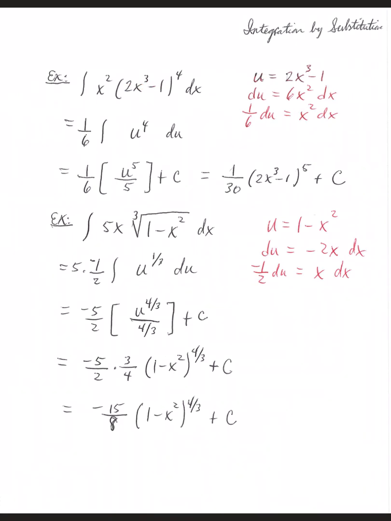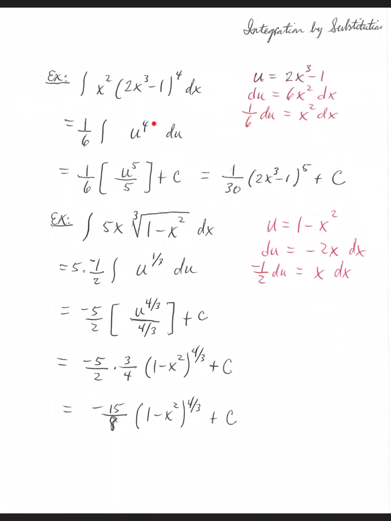For example, we'll let u equal 2x cubed minus 1. Take the derivative of u and you get 6x squared dx. Ideally, we're going to shrink this problem down. This will become u to the fourth. The rest of the problem, which was x squared dx, you can solve for in your derivative line. If you divide both sides by 6, 1/6 du is equal to x squared dx. So x squared dx is replaced with 1/6 du. Nothing is lost, you just trim it up.